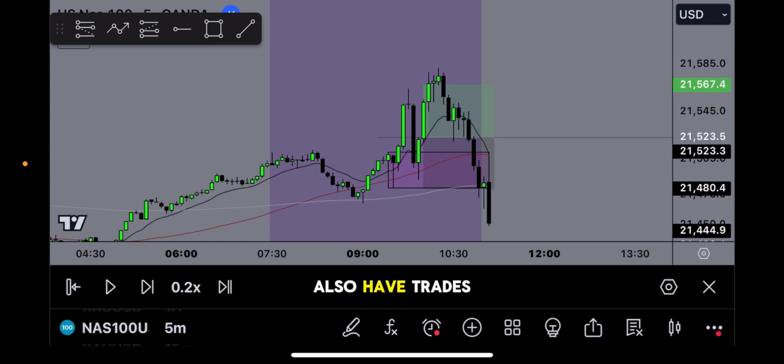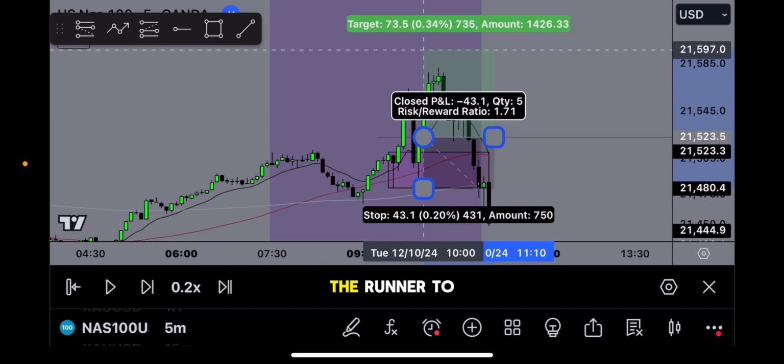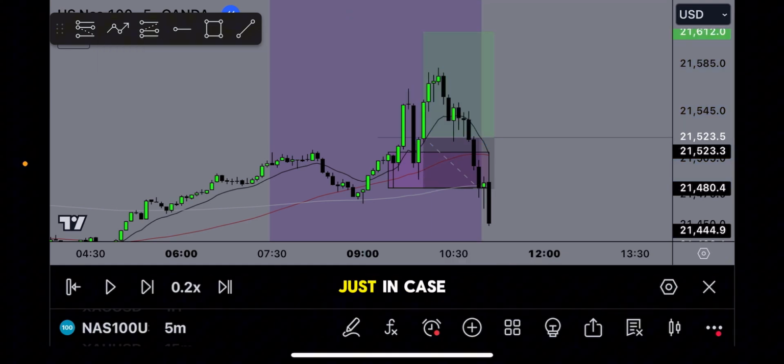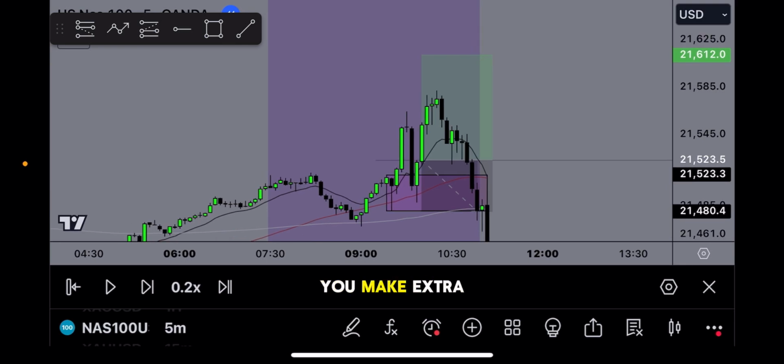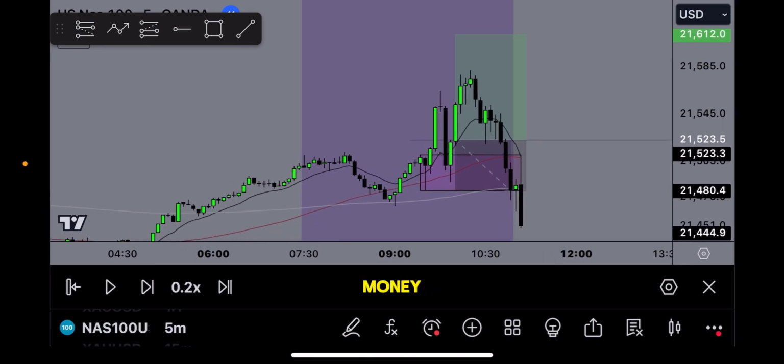And then you'll also have trades that look ugly and don't have the confirmations, but the trade ends up making a big win. So it's not guaranteed that the price will go to take profit all the time. That's why you want to at least secure the majority of your trade at TP1 and just hold the runner to TP2, just in case price does keep going up. So like that, you make extra money.